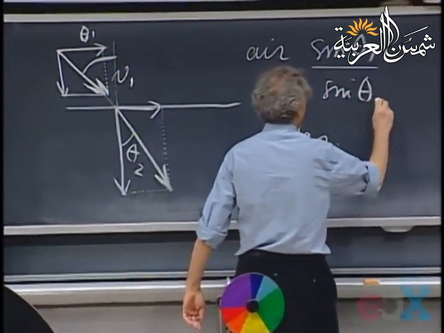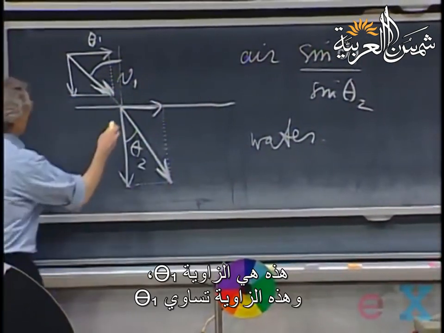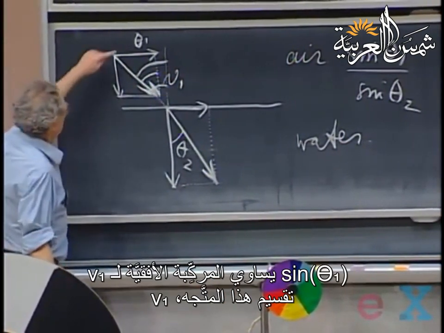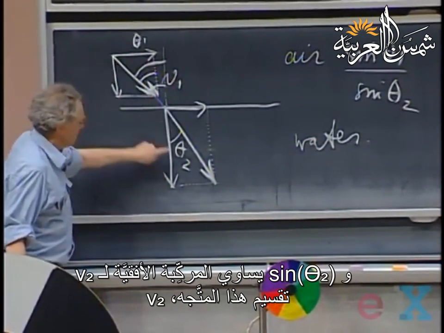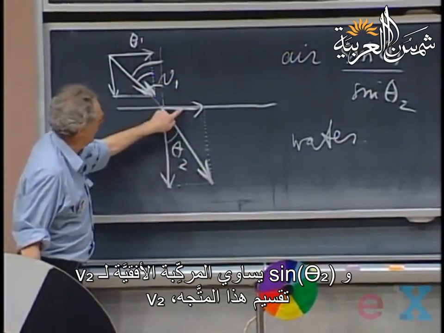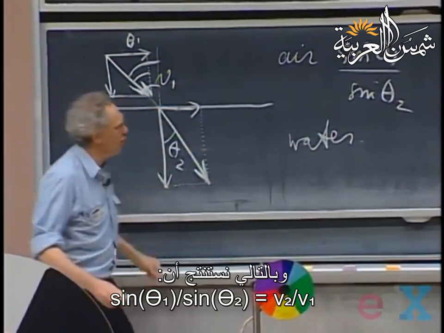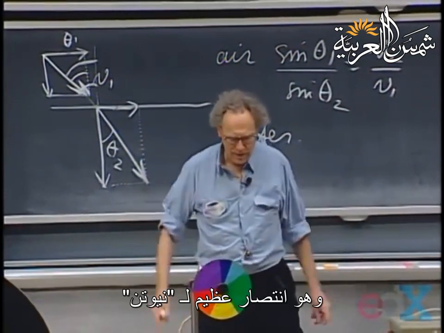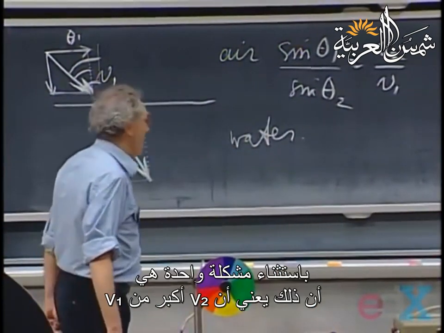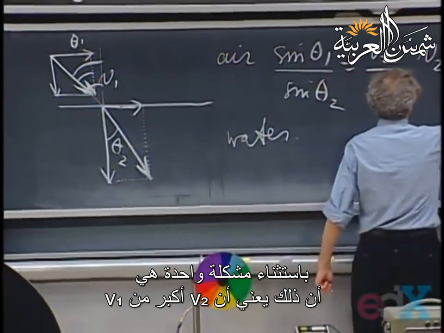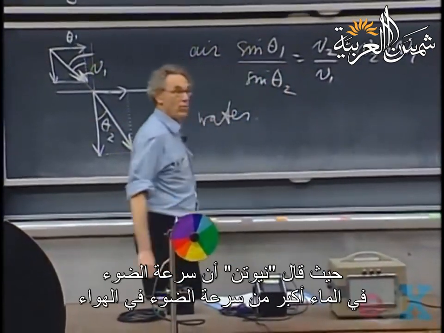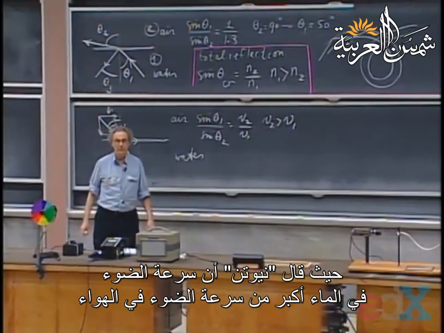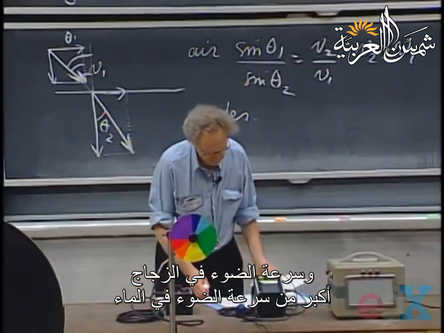But Snell's law immediately follows from this. The sine of theta 1, this angle is theta 1, is this velocity divided by this vector. And the sine of theta 2 is this velocity divided by this vector. But these two velocities are the same. And so you immediately find that this ratio is V2 divided by V1. A great victory for Mr. Newton. Except there was one problem, maybe, that it means that V2 is larger than V1. And so Newton argued that the speed of light in water is larger than the speed of light in air. And in glass, of course, it would be even larger.